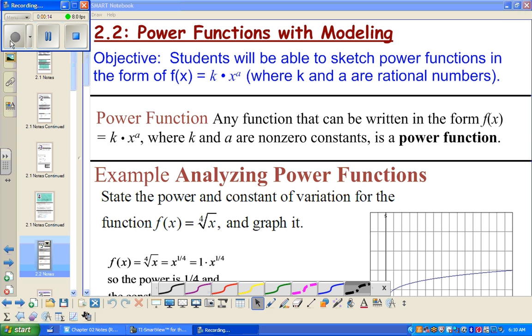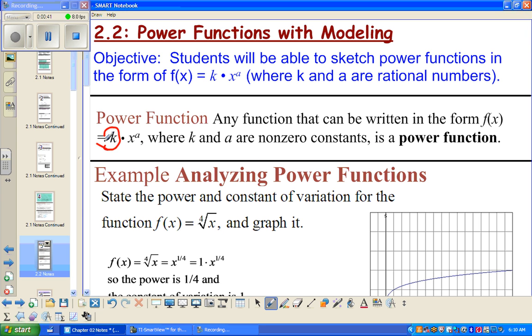The objective is that students will be able to sketch power functions in the form f of x equals k times x to the a, where k and a are rational numbers, but a will not be 0 for a power function. A power function is any function that can be written in the form f of x equals k times x to the a, where k and a are non-zero constants. K is what we will call the constant of variation, and a, of course, is the power.